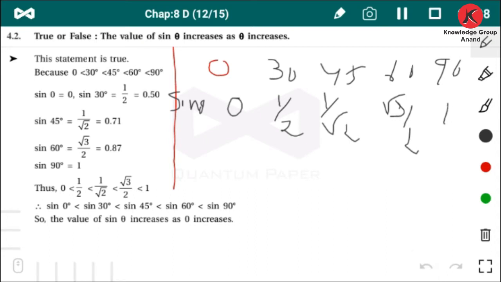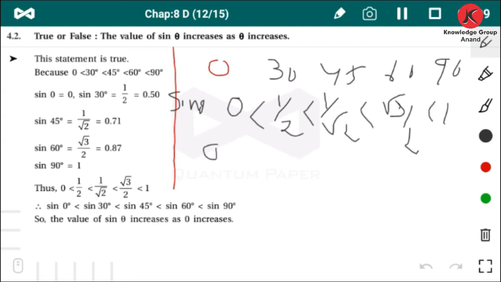Sin 90 is equal to 1. Here we write all the values of the sine angles. Then the value of sin theta increases as theta increases. Here theta increases 0, 30, 45, 60, 90, and sin theta is 0, 0.5, 0.71, 0.87 and 1. Therefore our values increase: 0 is less than 1/2, which is less than the next one, and so on.